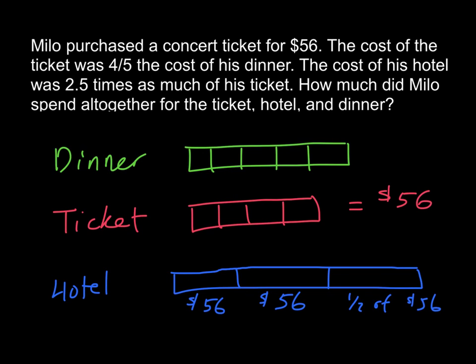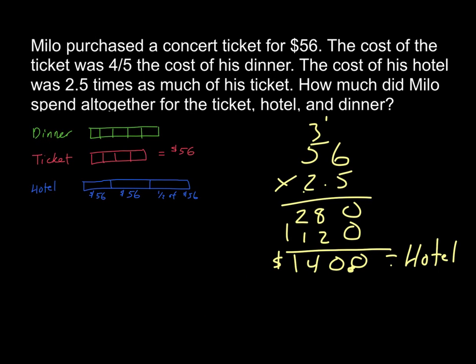Okay, this is what my picture would look like. I have my ticket, which I'm going to put in the middle, and I have 4 units, which is $56. Dinner is what I'm using for 5 units because the ticket is 4/5. That's why I have 5 sections. And then the hotel is 2.5 times, so I have the 56 plus 56 plus half of 56. And then I'm going to use that to solve the problem.